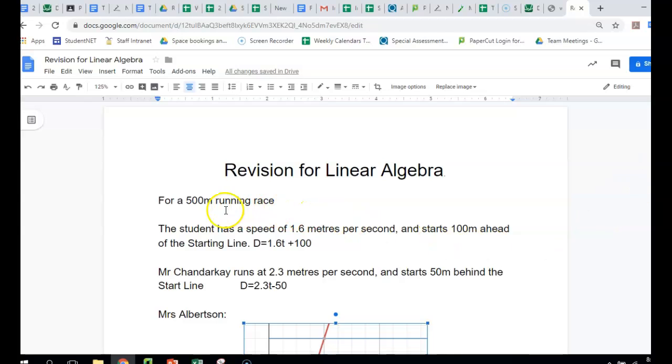Okay, so the first thing that we need to do is look at the details. It's a 500-metre running race, and we've got 3 people, same as always. We've got the student, Mr. Chandakay, and a graph for Mrs. Albertson.